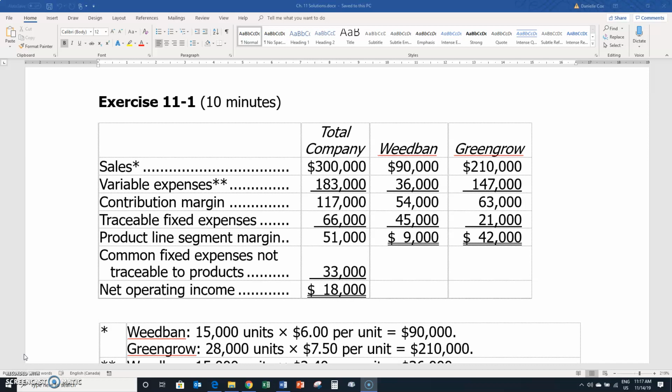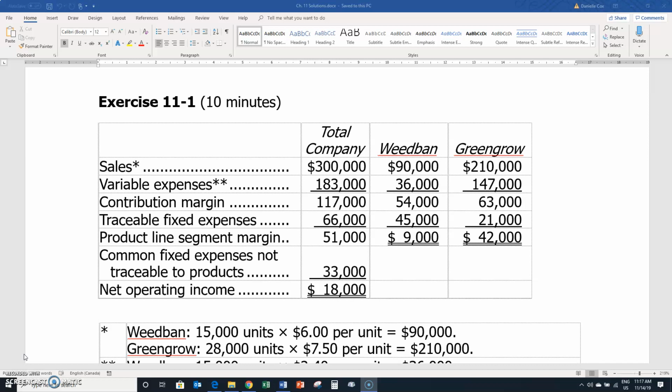Okay, we're going to look at exercise 11-1. Royal Lawn Care produces and sells 2 packaged products, Weed Ban and Green Grow. Revenue and cost information relating to the products follows. So we're given the selling price per unit for Weed Ban and Green Grow, the variable expenses for each one, and the traceable fixed expenses.